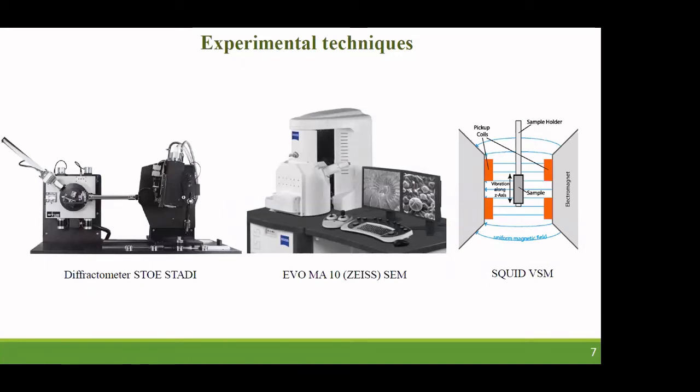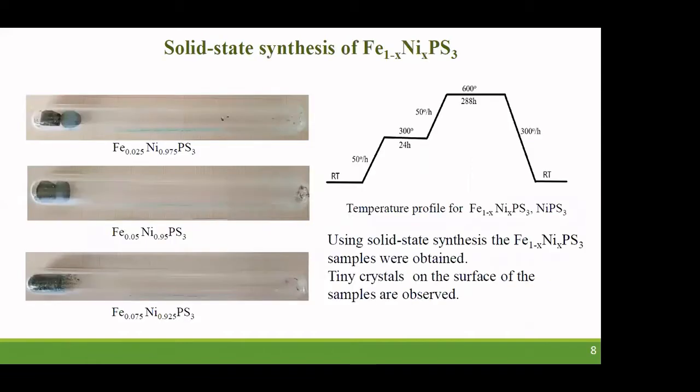Each sample was characterized using powder X-ray diffraction, energy-dispersive spectroscopy, and discrete magnetometry. Here you can see the samples that we obtained after solid state synthesis reaction. They were iron, nickel, phosphorus, sulfur, three samples with different amounts of iron: 2.5, 5, and 7.5%. Here we got some pellets with not smooth surfaces. Before, you can see tiny crystals on the surface.